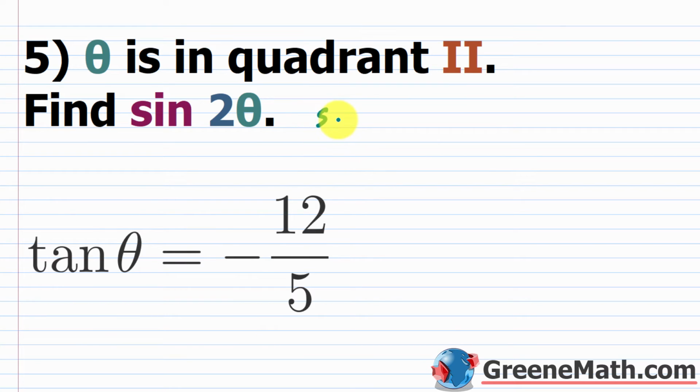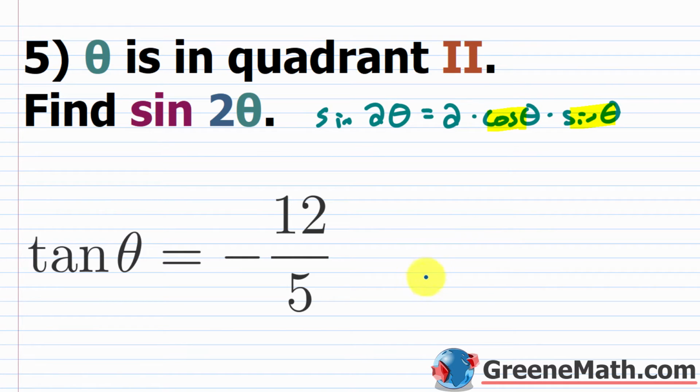So let's write out that the sine of 2 theta is equal to 2 times the cosine of theta times the sine of theta. Now we're given the tangent of theta, and this equals negative 12 over 5. Okay, how can we find the sine of theta and the cosine of theta so that we can plug into this formula here and figure out the sine of 2 theta?